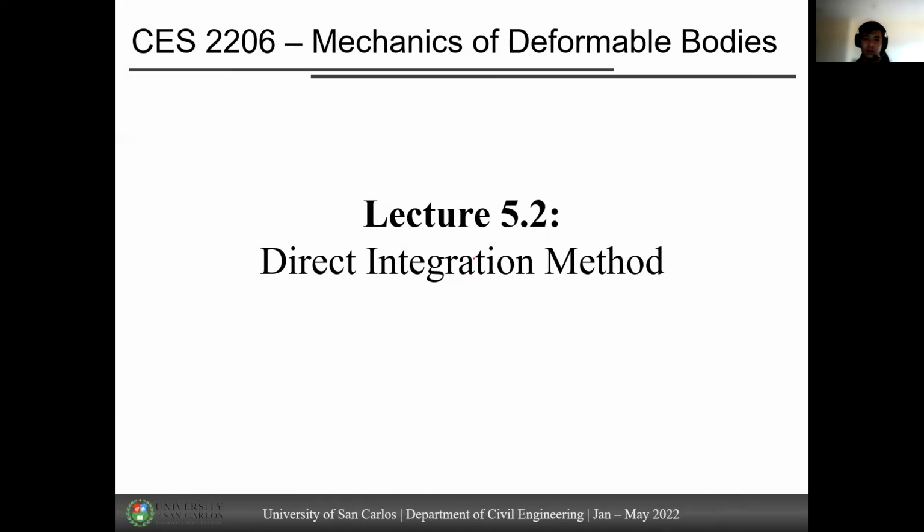Okay, so let's now go to the direct integration method. In other books it's called double integration because you'll be integrating twice. Since you are presented with equation 9 in the second derivative, to remove the second derivative you need to integrate twice to reach the deflection. Again, in other books it's called the double integration method, in some books the direct integration method. It's the same concept.